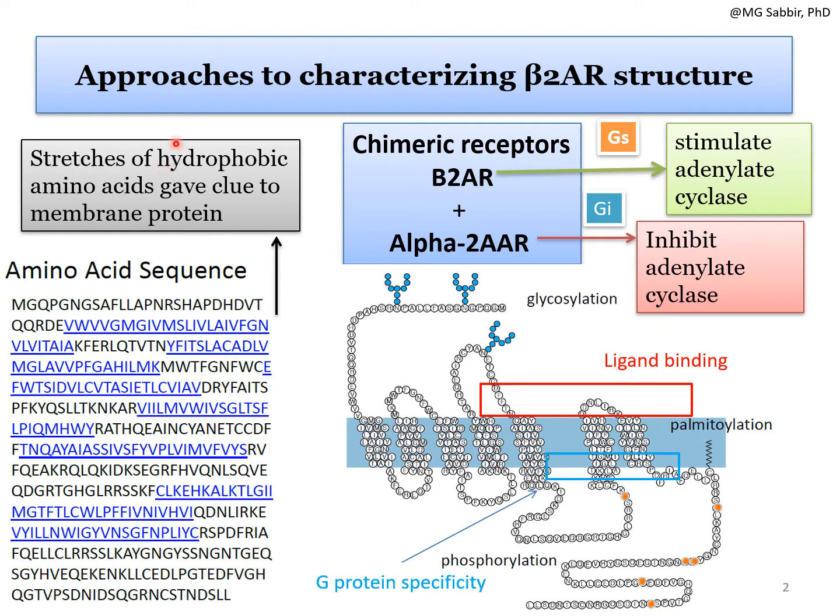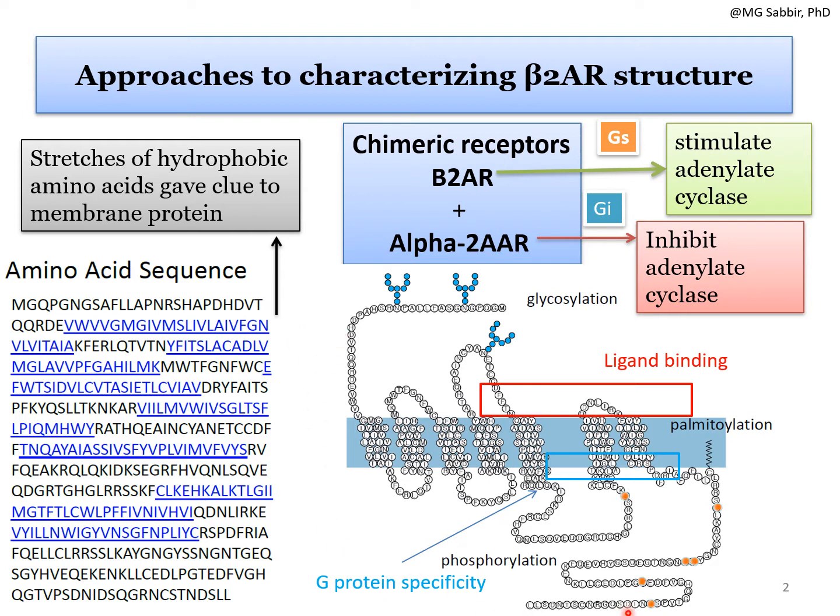Now, in this slide, I'll discuss the approaches to characterize beta-2 adrenergic receptor structure. The left panel shows the amino acid sequence of beta-2 adrenergic receptor, and the blue highlighted regions are the stretches of hydrophobic amino acids that provide a clue to the membrane localization of the protein. The biological membrane is a lipid bilayer, which is highly hydrophobic. Therefore, a protein must have stretches of hydrophobic amino acids to be incorporated in the biological membrane. Because of the presence of 7 such hydrophobic domains, these proteins are called 7 transmembrane domain proteins.